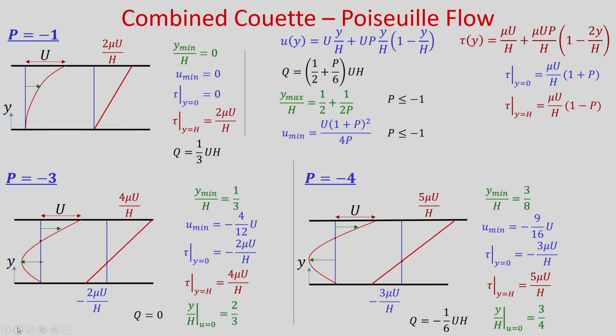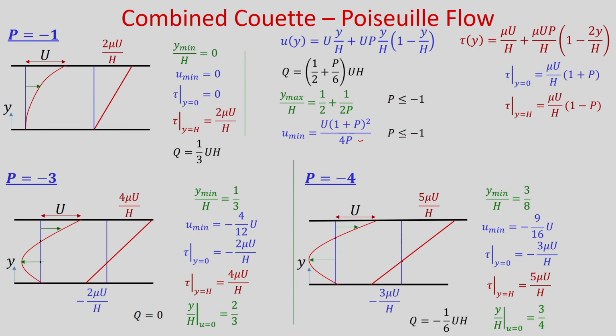Now, let us consider an adverse pressure gradient where P is negative. First, let us consider when P is equal to minus 1. If you consider P is equal to minus 1, here the u minimum expression is this, and for P less than or equal to minus 1, from the expression, y minimum by h, you can write y max by h, it will be 0.